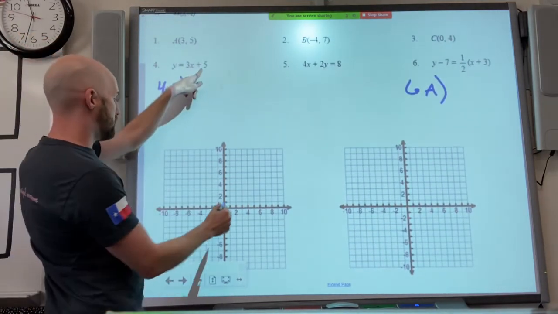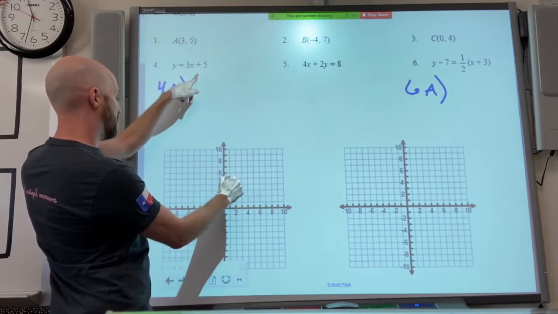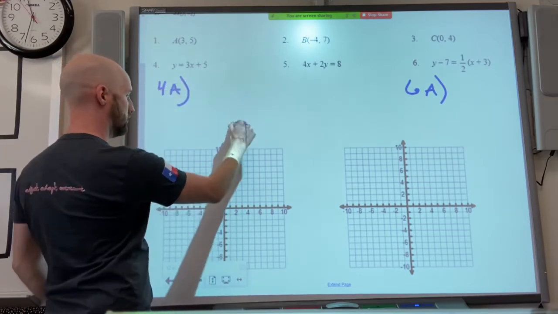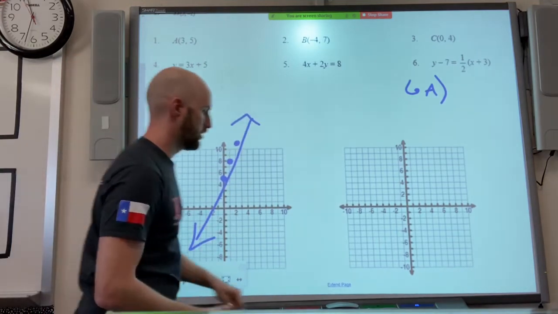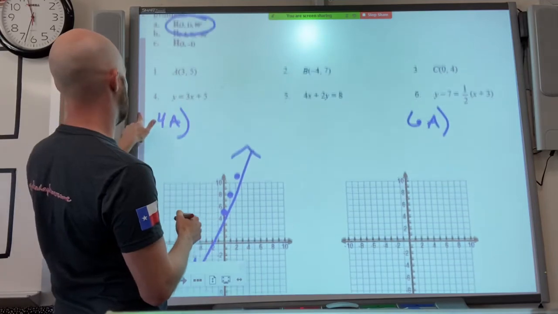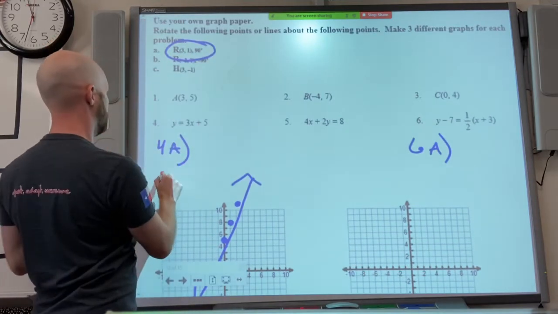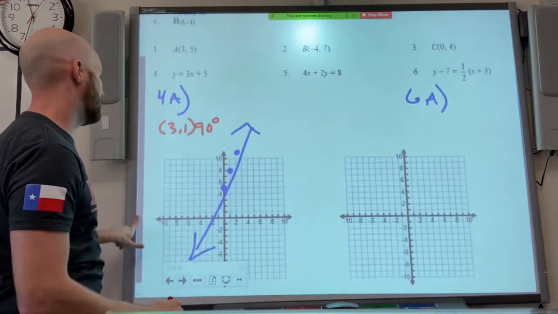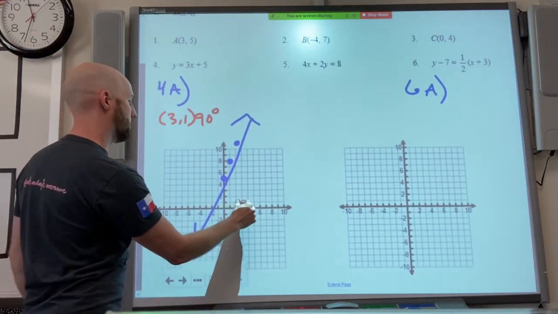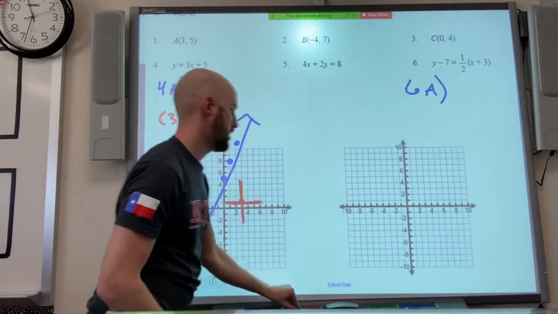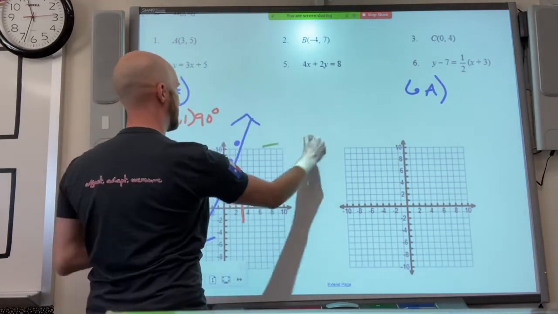So this original problem starts at 5 with a slope of 3 over 1, 1, 2, 3 over 1. The rotation is at 3, 1, and it is positive 90 degrees. So I'm going to go to 3, 1 and make my fake origin. And I'm going positive 90 degrees.